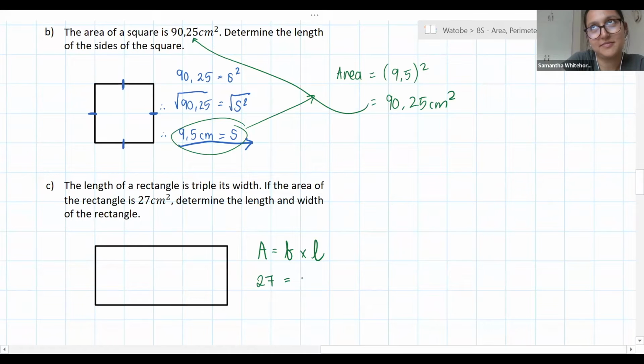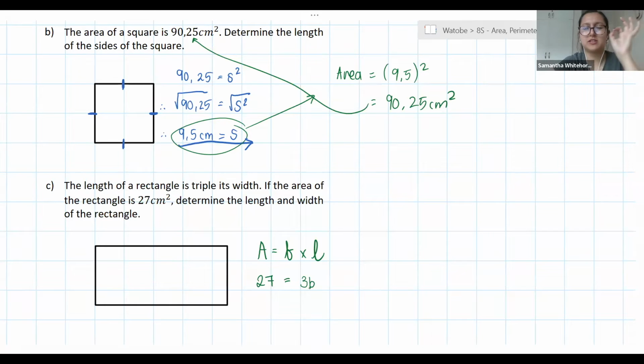And then for 3B, I said 27 divided by 3, and 3B divided by 3, and that gave me B equals 9. And yeah, that was the final answer for the length. And since the length is 3 times the width, I said 9 divided by 3, and I got 3. Okay, let me just make sure I'm following.